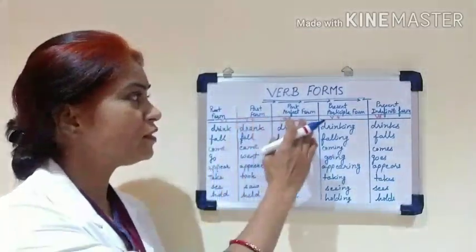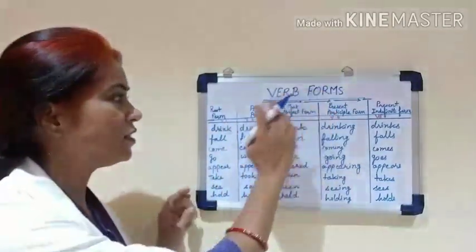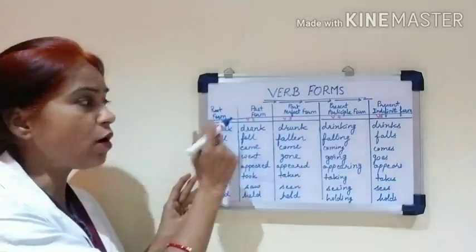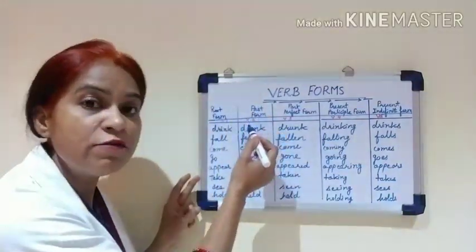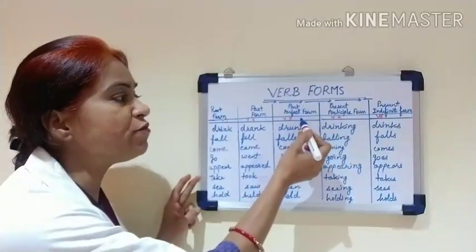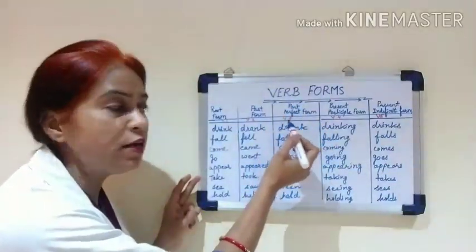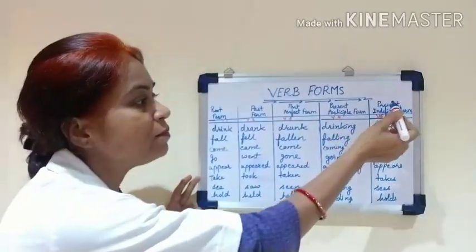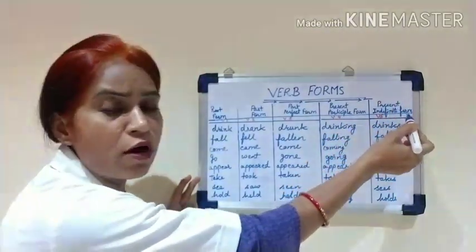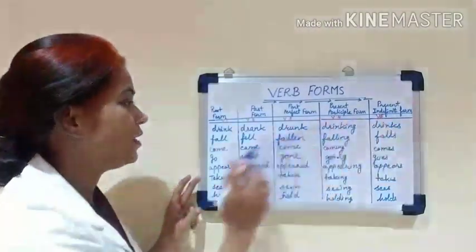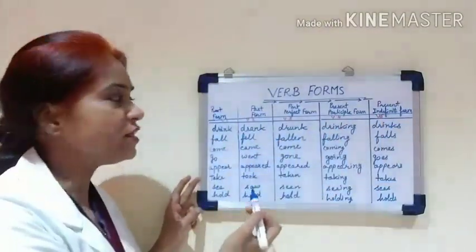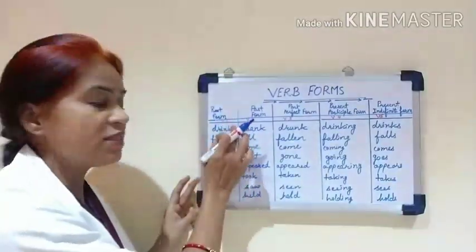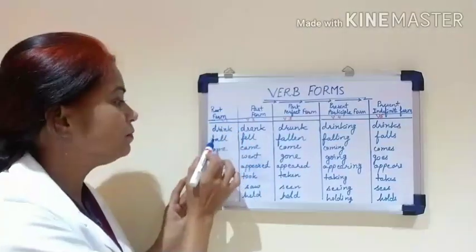Now look here, verb forms. Root form, this is the V1 form. Past form, V2 form. Past perfect form, V3. Present participle form, V4. Present indefinite form, V5. You have to learn this. This is the main root form of the verb. This is called the V1 form of the verb.